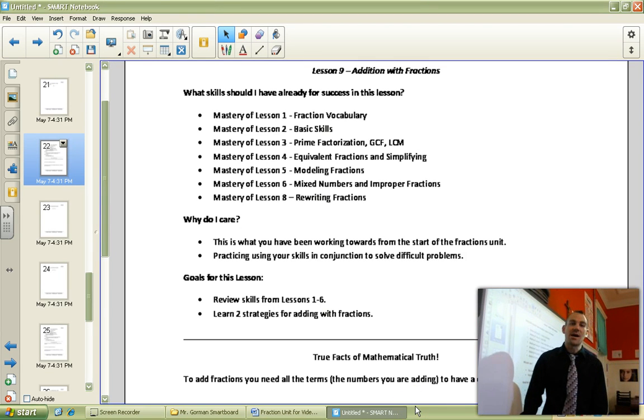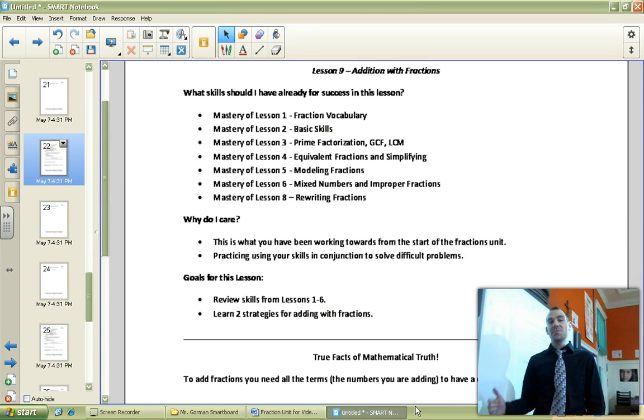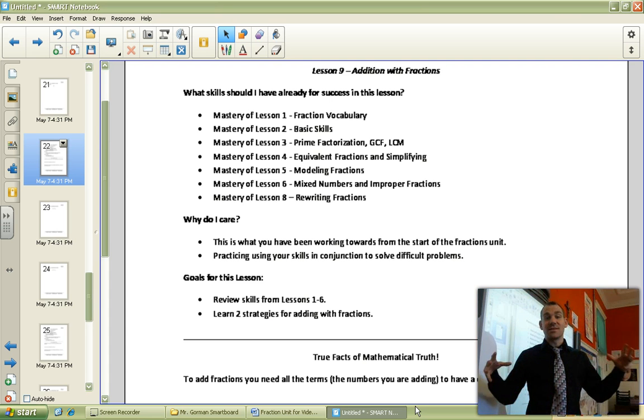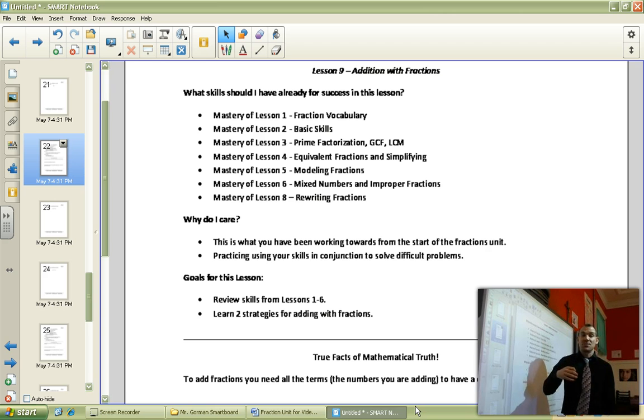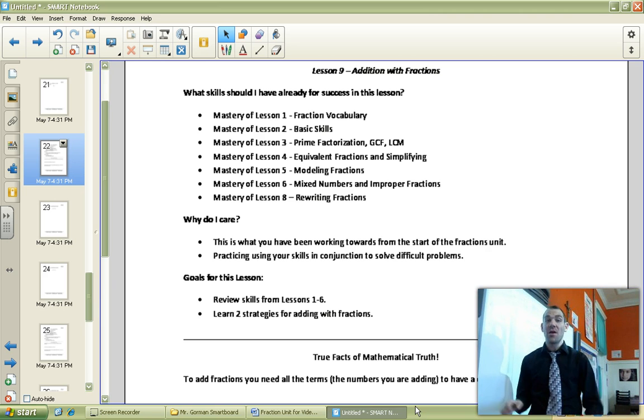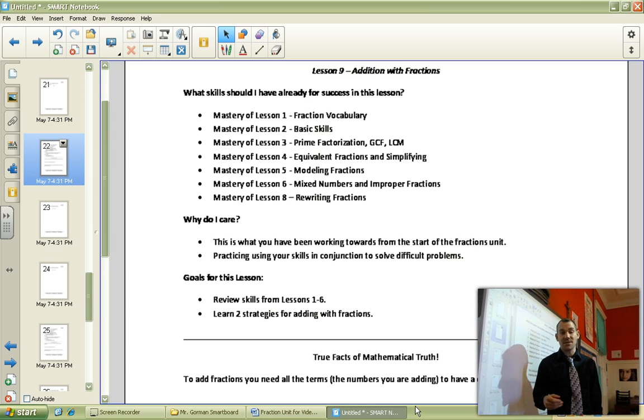Hi class, this is lesson 9 of our fractions unit. This is going to be addition with fractions. Okay, this is a really important lesson. It's what we've been working up to this whole time. As you can see, there's a whole lot of different things on the piece of paper for things you should know to have success in this lesson.